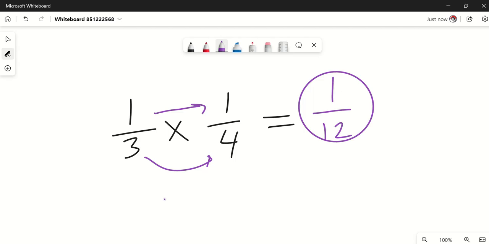And then looking at my numbers, I didn't have to cross simplify at all because 1 and 4 didn't have anything in common and 3 and 1 didn't have anything in common.